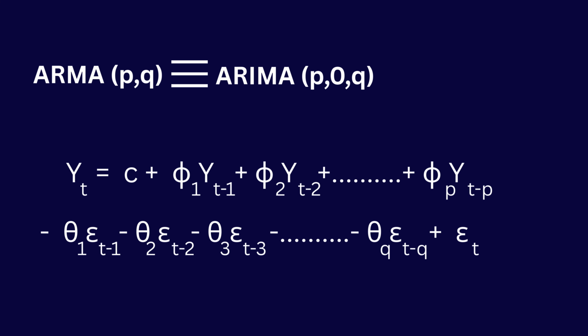Yt equals C plus phi 1 times yt minus 1 plus phi 2 times yt minus 2 plus phi p times yt minus p minus theta 1 times epsilon t minus 1 minus theta 2 times epsilon t minus 2 minus theta 3 times epsilon t minus 3 minus theta q times epsilon t minus q plus epsilon t.